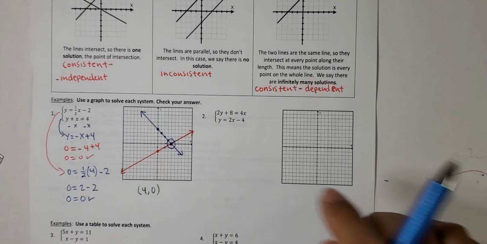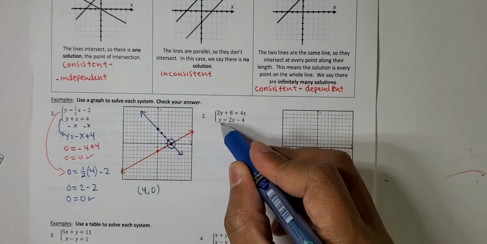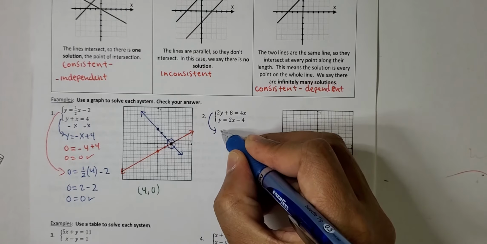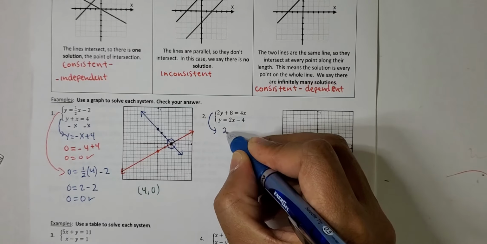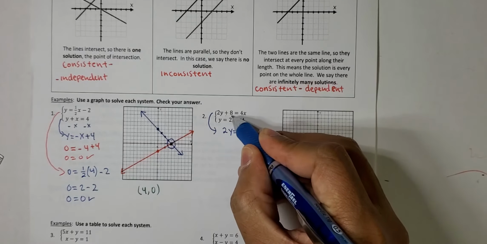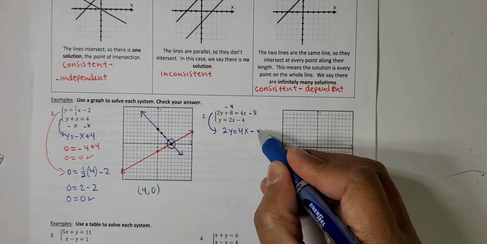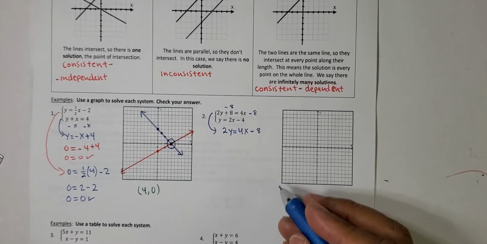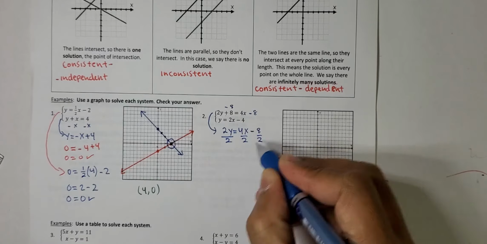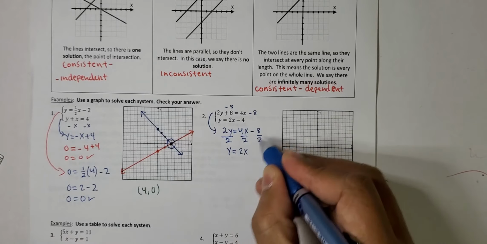In this problem, again, it has to be in slope-intercept form, but this one is not. So I'm going to say that 2y equals 4x, but I had a plus 8 here. I'm going to subtract that 8 from both sides of the equation, so this is 4x minus 8. Next, I'm going to divide by 2 on each term.